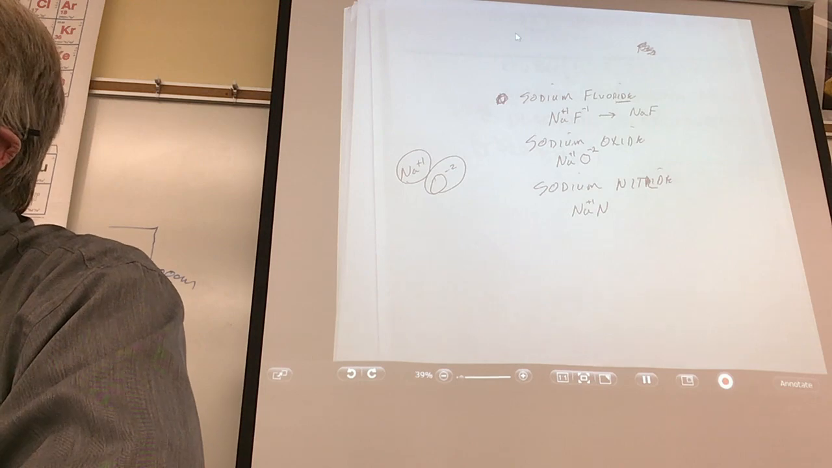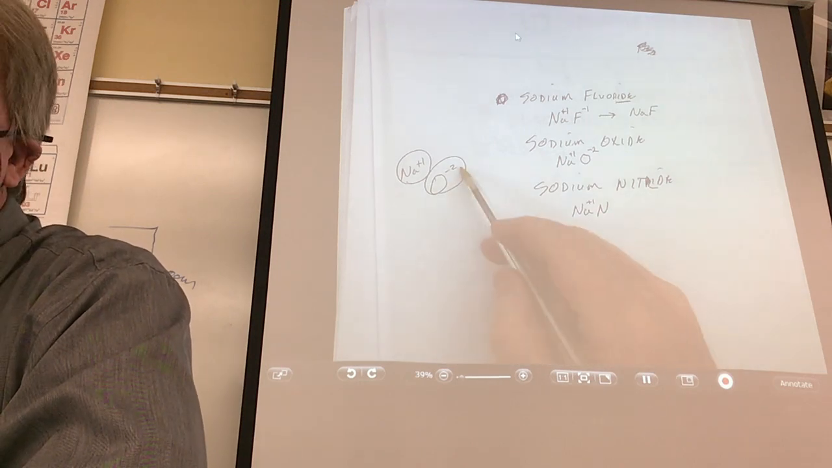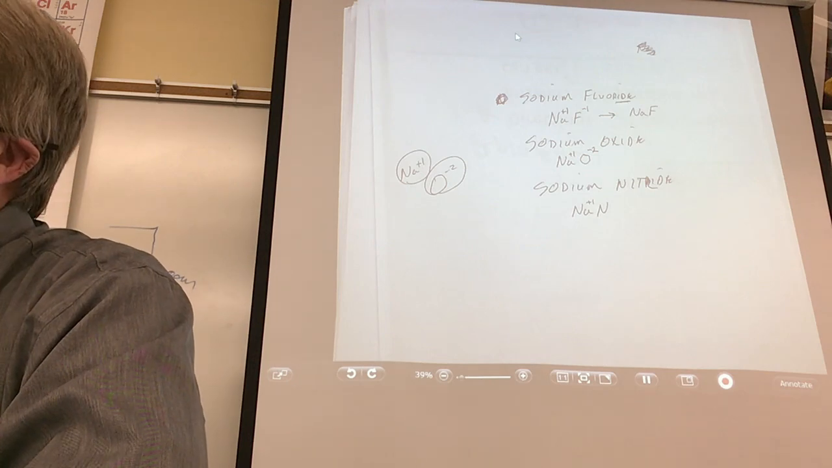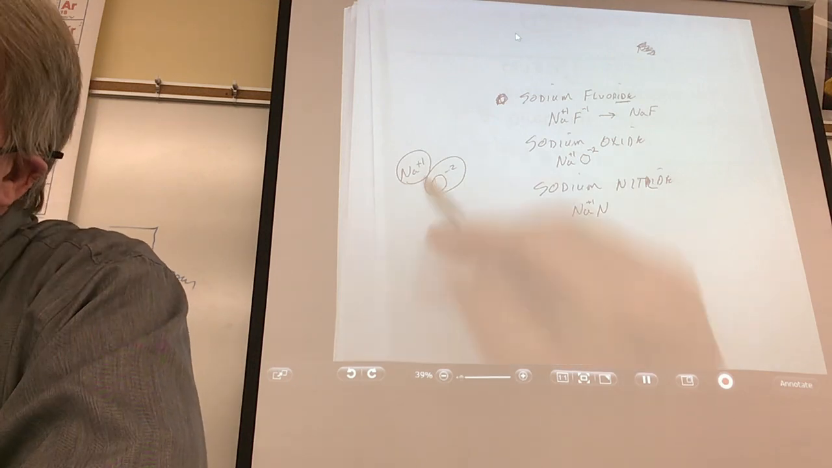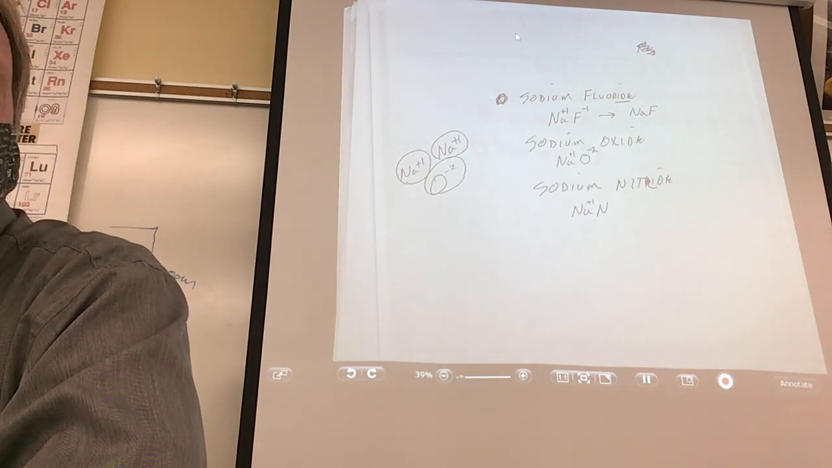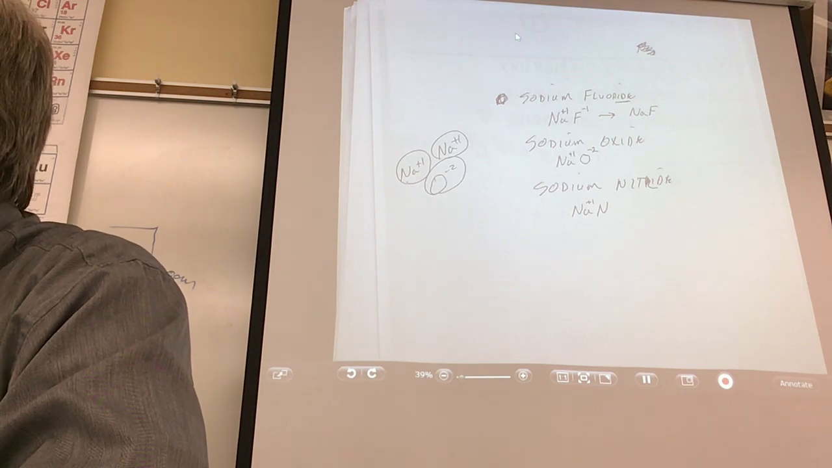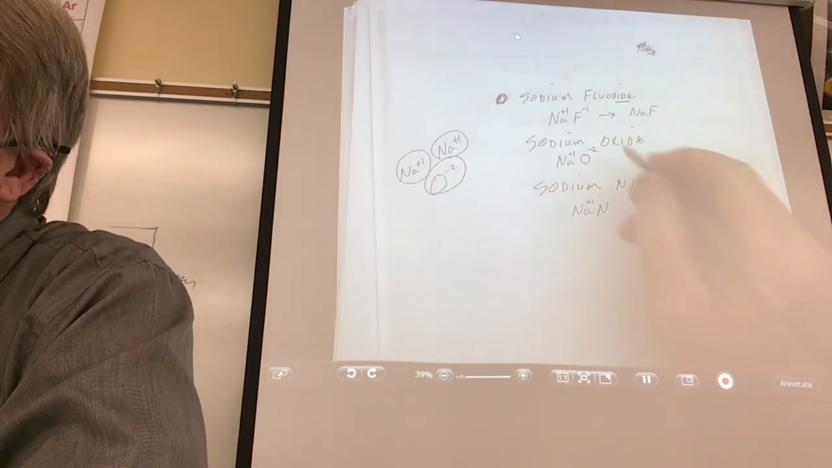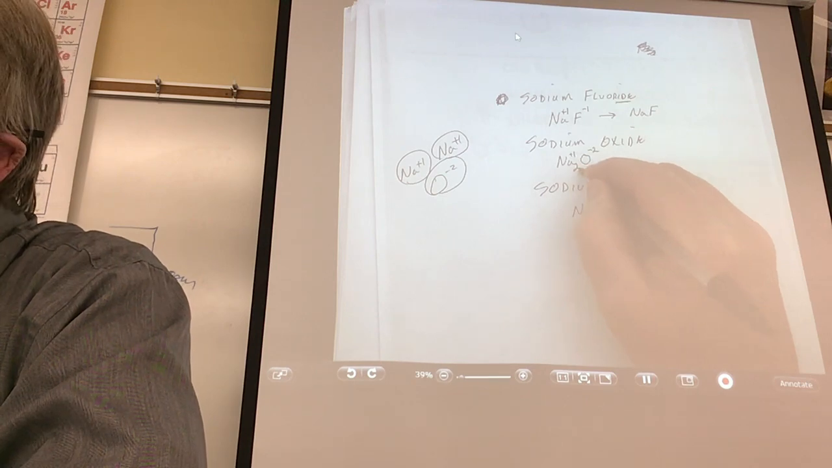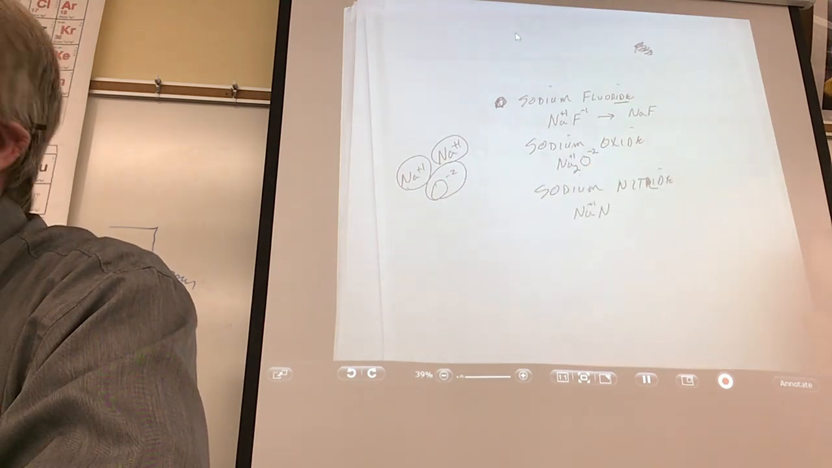What could make this have a net charge of 0? Right now it's -2 and +1. It's -1. It can't be a compound. Do I need to add another Na or another O? Let's try it. Now, what does that add up to be? That's it. That's the compound. So how many Nas do you want? I need 2 Nas and only 1 O. I did it.